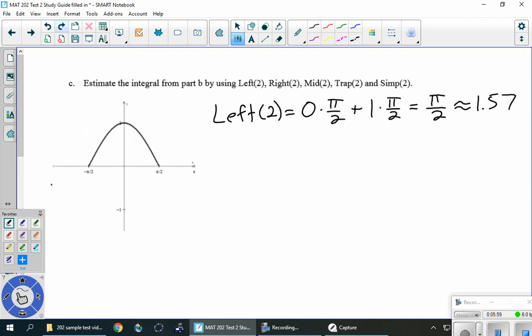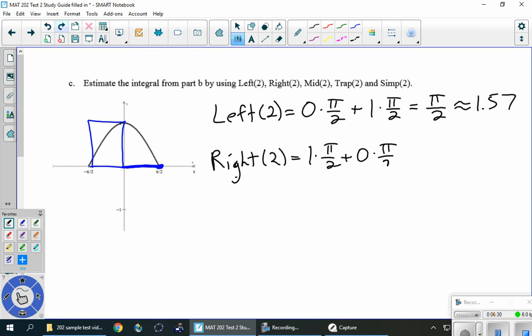Okay, let's try right 2. So on this interval, we pick the right-hand endpoint that's up here, and then we complete the rectangle to the left. On this interval, we pick the right-hand endpoint, which is on the x-axis. So again, that rectangle is just squished. So it's just a straight line. So right of 2, it's going to be the same final answer, but let's write out the calculation. So for the first rectangle, the height is 1 and the base is pi over 2. And the second rectangle has a height of 0 and a base of pi over 2.